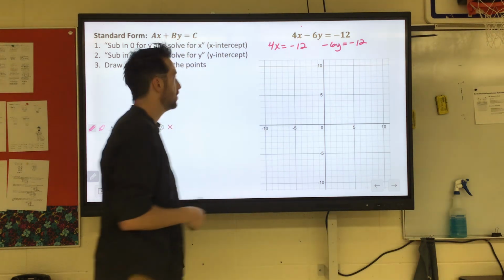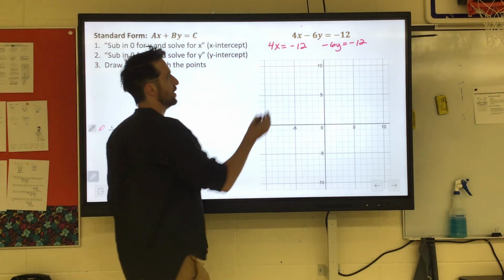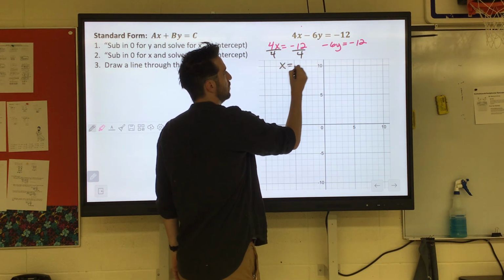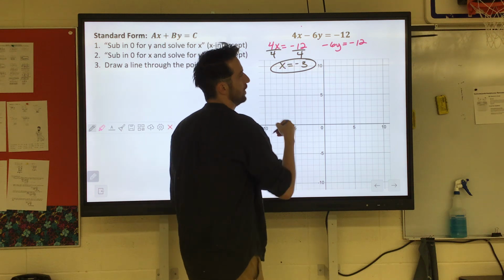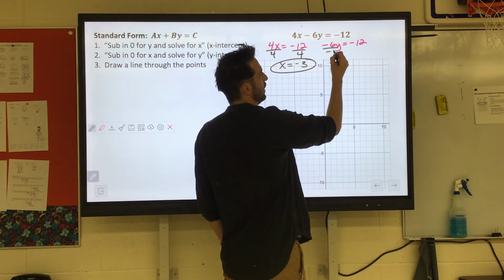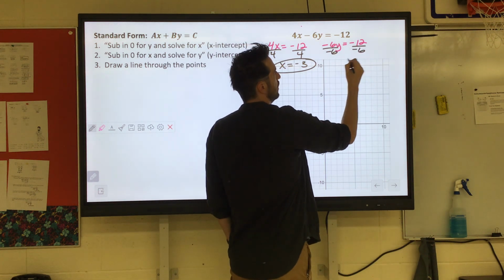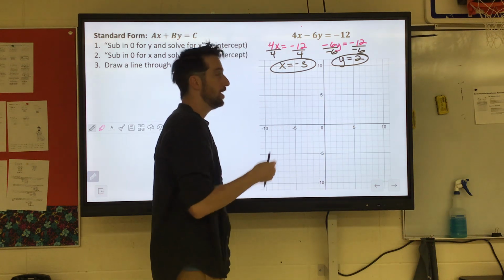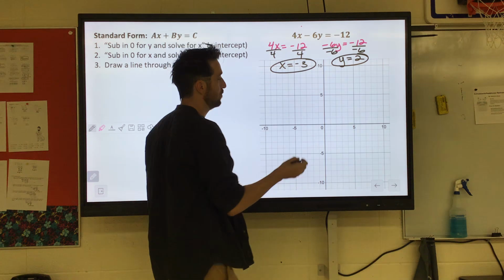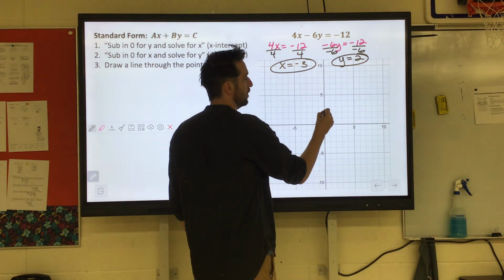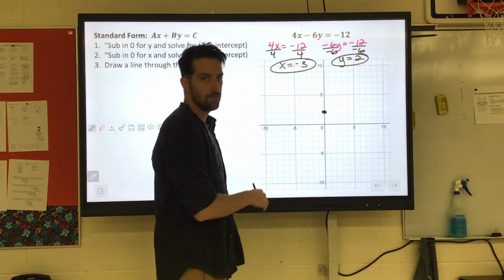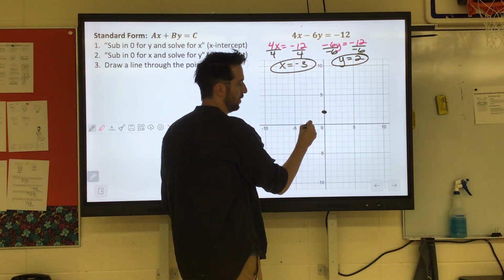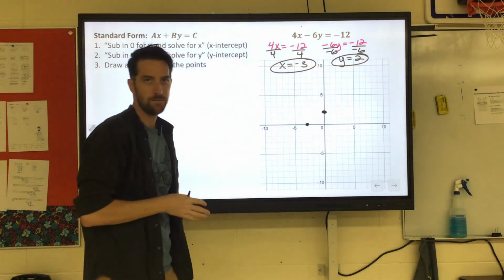We're going to solve both of these equations. 4x equals negative 12. If we divide by 4, we get x equals negative 3. We'll come back to that. Over here, we'll divide by negative 6, and we'll get y equals positive 2. These are the intercepts. Our y-intercept is at positive 2, that would be up here. Our x-intercept is at negative 3. This is the x-axis, so negative 3 would be left 3. Draw your straight line through it.